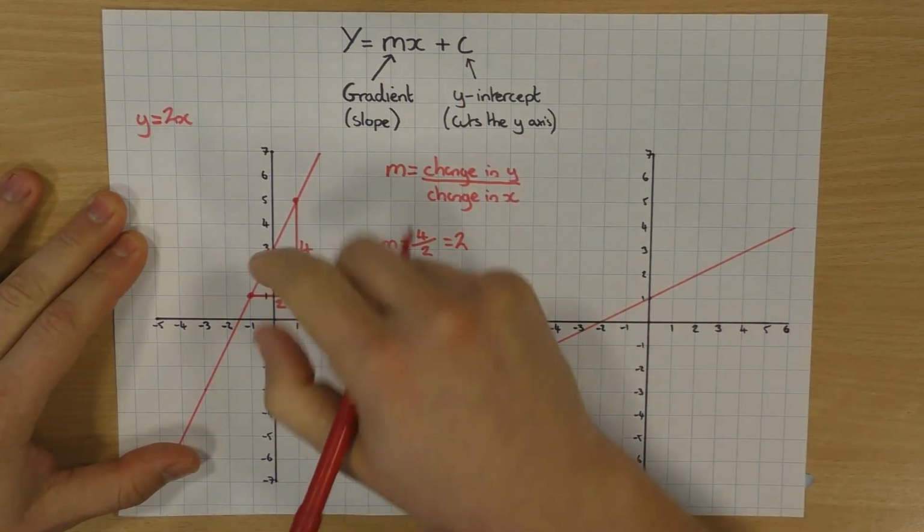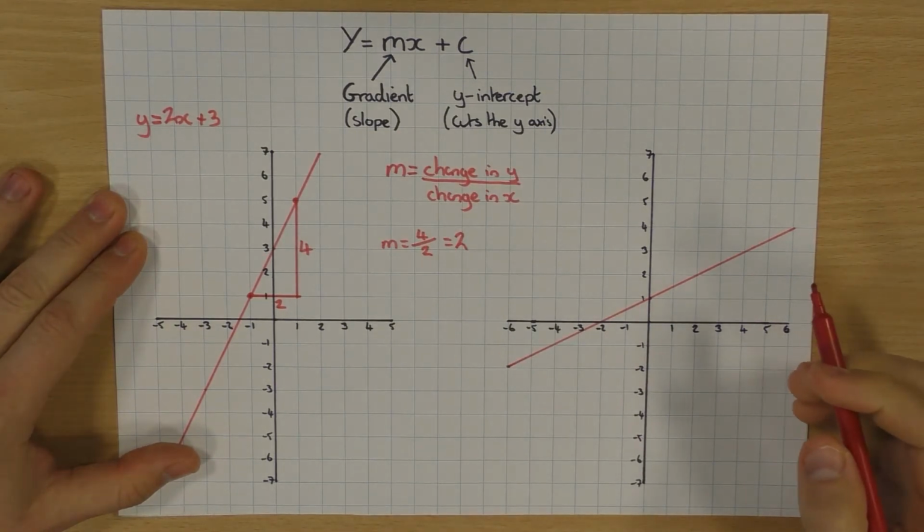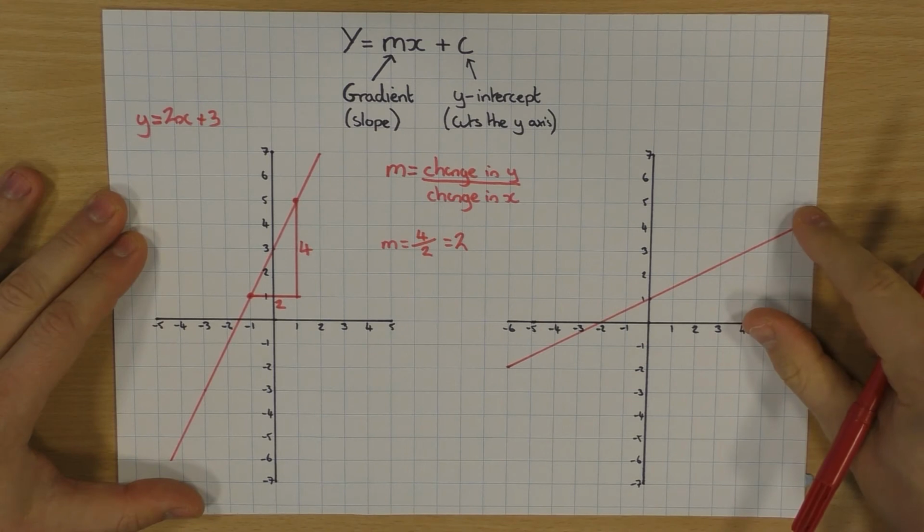As I mentioned earlier, it crosses at 3, so it's just +3 at the end. And that's it. Okay, the equation of this straight line here is y equals 2x plus 3.